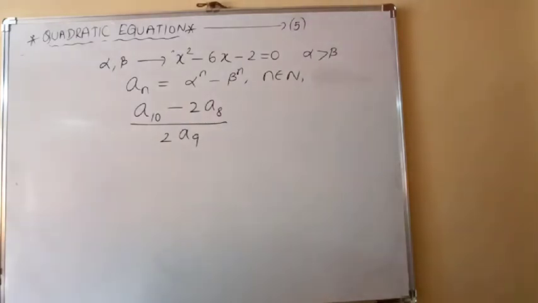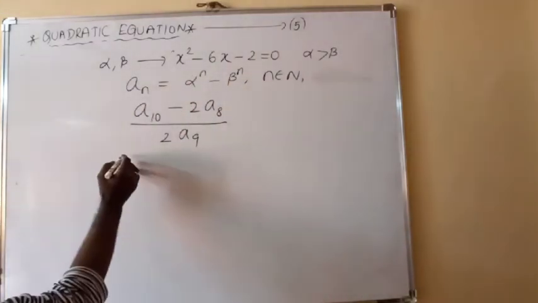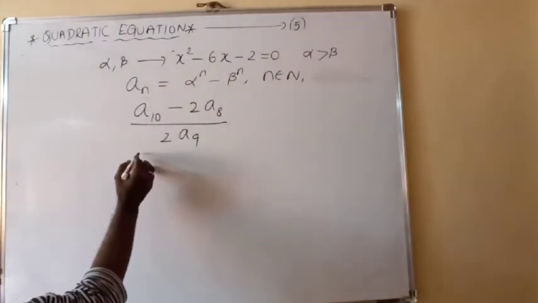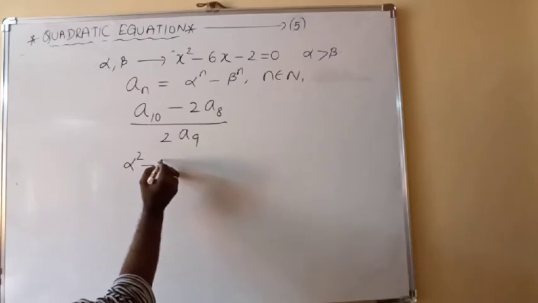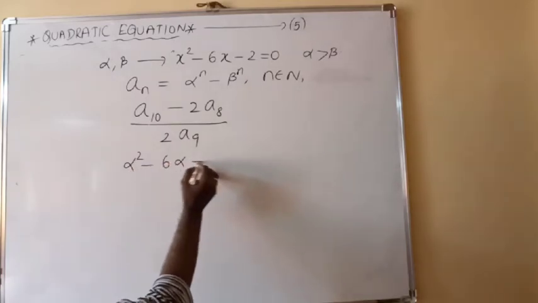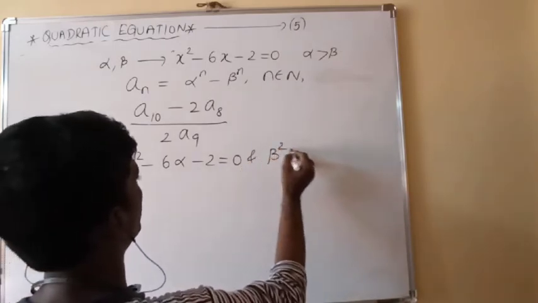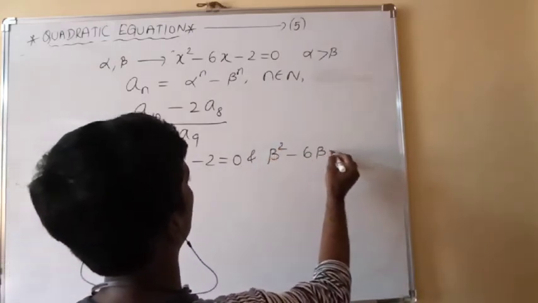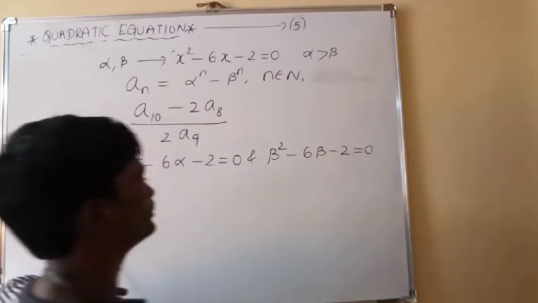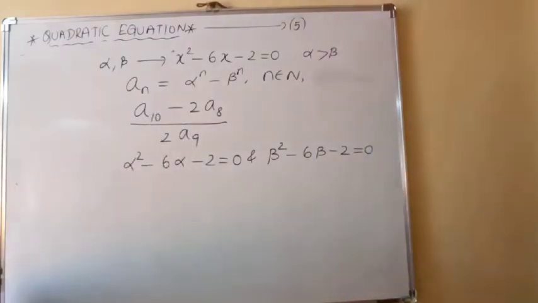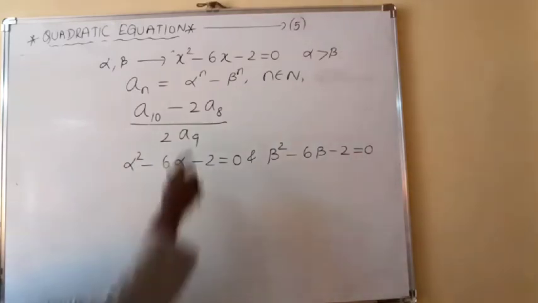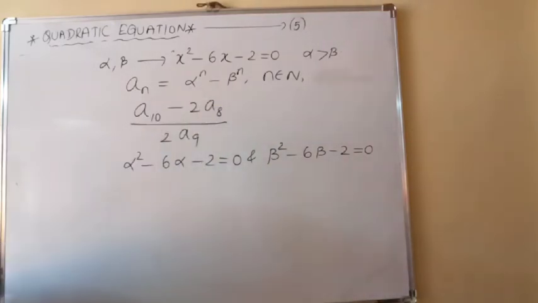Given alpha and beta are the roots of this equation, alpha and beta will satisfy the equation. Then we have alpha square minus 6 alpha minus 2 is equal to 0, and also beta square minus 6 beta minus 2 is equal to 0. So we need to find first a10. a10 means alpha power 10 minus beta power 10.